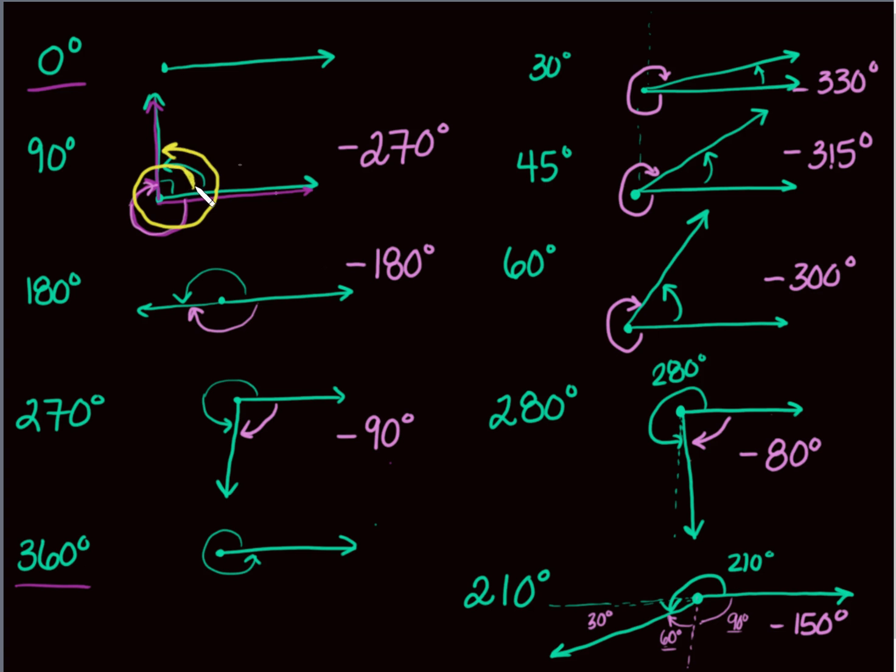So I've started here, gone a whole 360 degrees, and then another 90. So 360 plus 90 is 450 degrees. So again, all of these angles, the 90, the negative 270, and the 450, they all look the same.